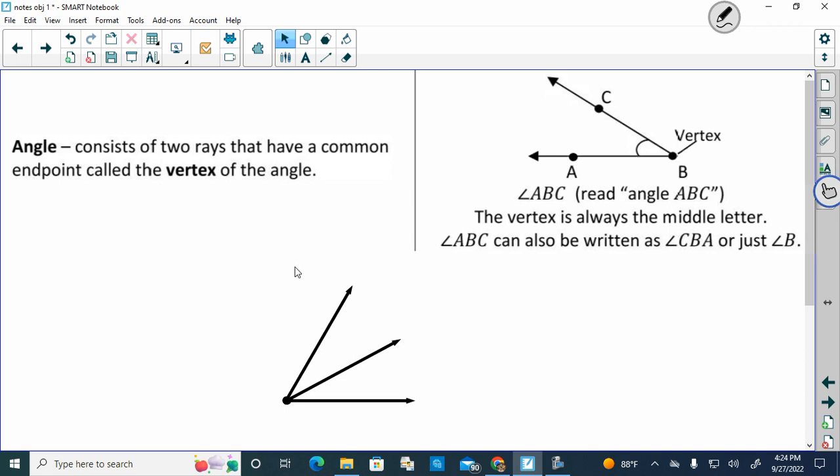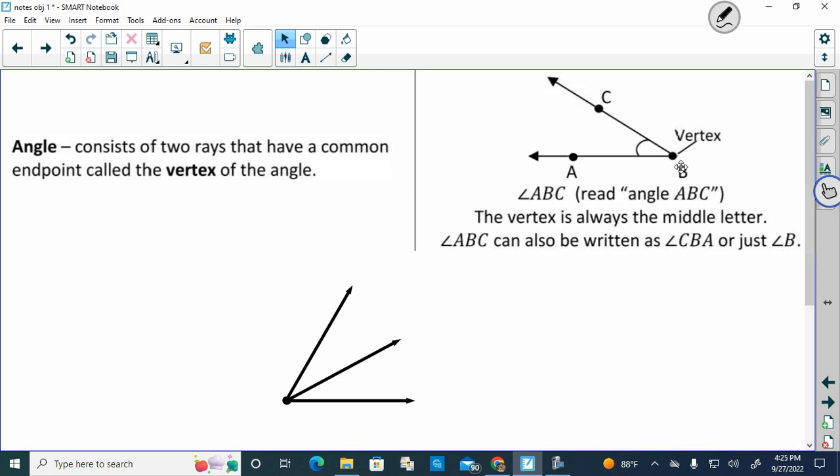Okay, angles consist of two rays that have a common endpoint. So the endpoint is where those rays meet. So here's my endpoint and my ray going in that direction. My endpoint and my A going in that direction. Okay, so we call this the vertex, where those two rays meet.